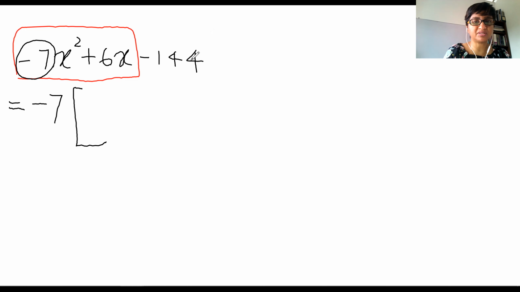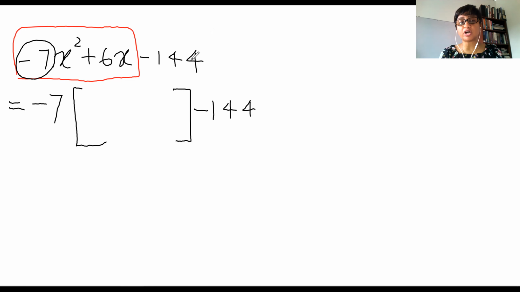I don't need that much in the beginning. And then minus 144. I am factoring the minus 7 out of only the first two terms. Minus 144 is left out of the whole process. In the end only I bring it in and simplify with the number. Okay, so what do I get inside?